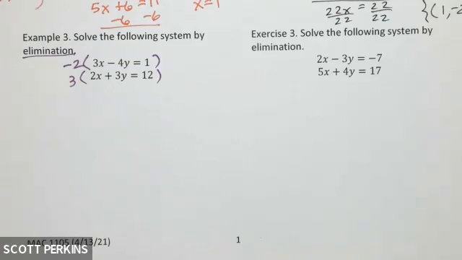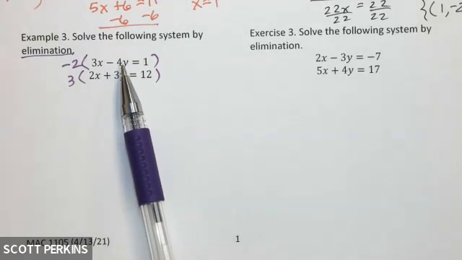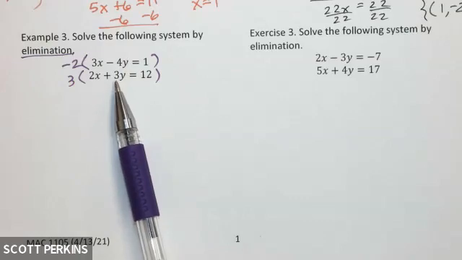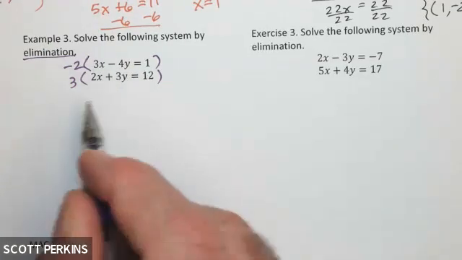I'm just going to call a timeout because others of you were probably attracted to the y's. And if you wanted to cancel out the y's, what would you have multiplied the equations by? 4 and 3, or 3 and 4. I'm going to do the top one by 3 because that would give me a negative 12y. And then the bottom one by 4 gives me a positive 12y. Okay, it's going to work out the same way. So I'm just going to go with this.